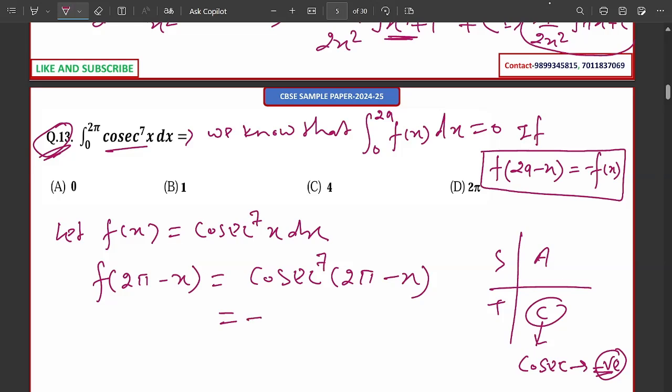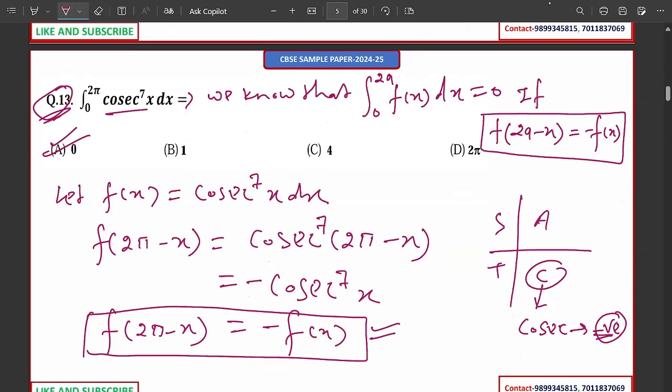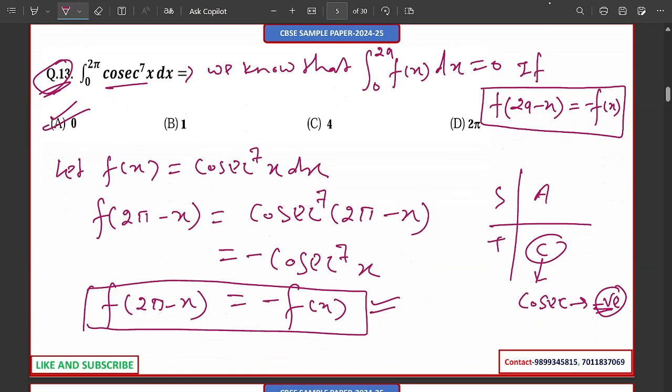So minus cosec x. So this is actually minus f of x and f of 2 pi minus x. So with this property, when this is possible, the value of this integral will be 0. So option number A is a correct option. So we can put this same as it is equal to 0. So this will be the option number A.